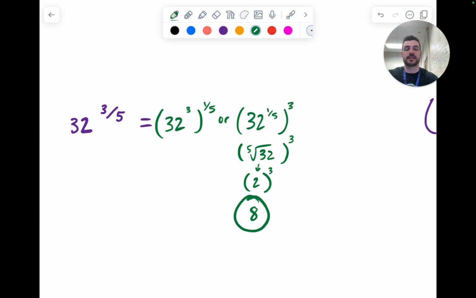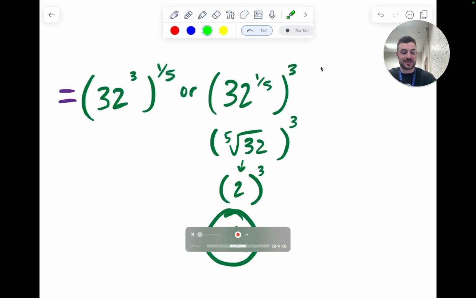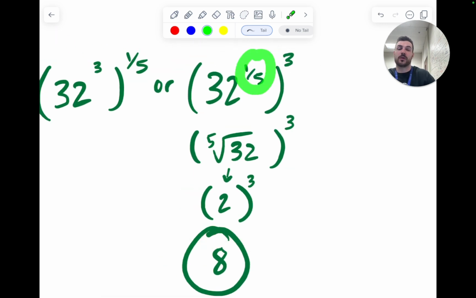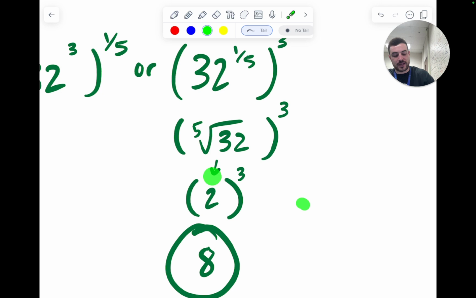All right, so we're using a lot of different ideas here. We are using exponent properties to separate the two values in our exponent, 3 and 1/5. And then I'm trying to think about which one would be the easiest for us to do, and I settled on 32 to the 1/5 to the 3rd. And the reason is that raising something to the 1/5 power is the same thing as taking the 5th root. And that's something I can mentally think about a little bit easier. What value to the 5th power is 32? And my answer was 2. 2 to the 3rd then simplifies to 8, and I get my final answer.